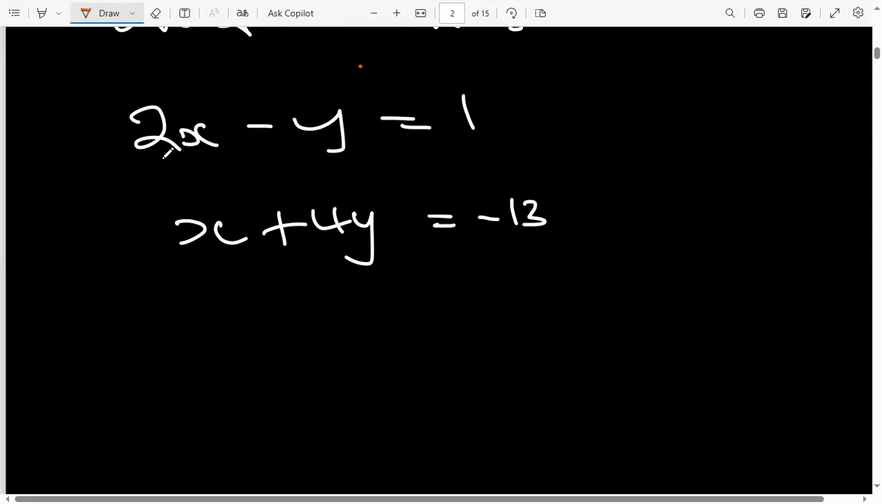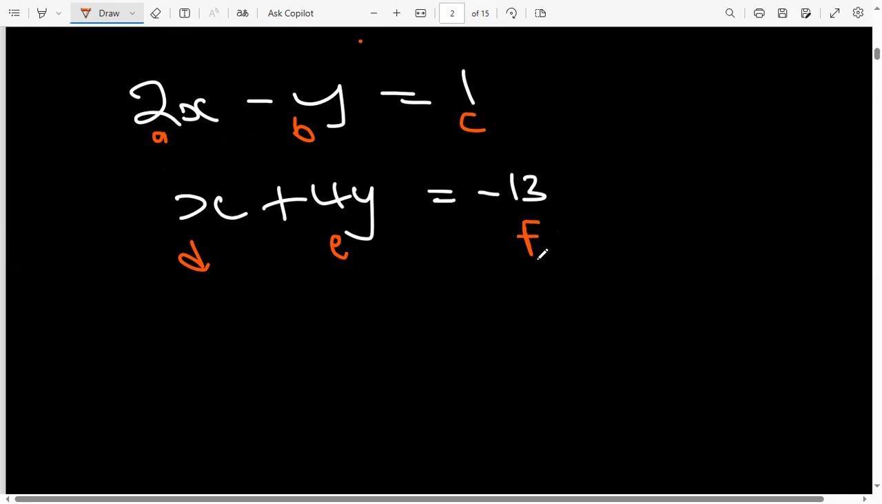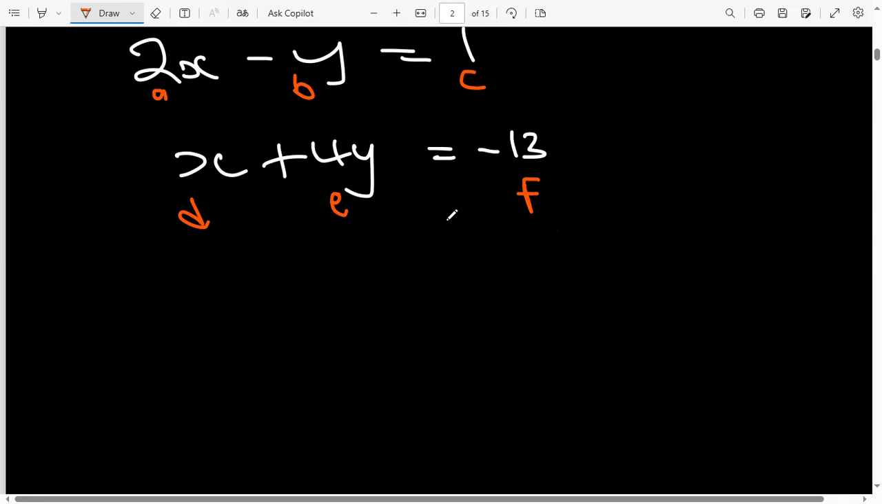Okay, so this one here is our A. Our B is minus 1 in front of this Y. Our C is 1. Okay, and then we have D there. And then our E is X. And then this minus 13 will be our F. So from this equation here, we can get our A, B, C, D, E, and F.